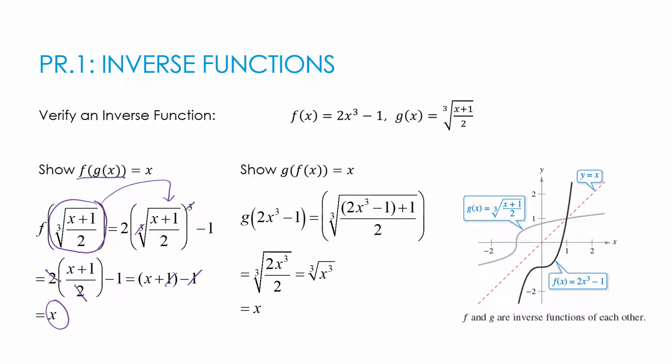And again, if I did the first step and the first step didn't work, I would stop. There's no point in checking the second one. But because the first one worked, I'm going to try the second, g of f of x. So I'm replacing x with 2x cubed minus 1 into this equation. And again, just working through the algebra. So I've got minus 1 plus 1 that canceled. I've got 2's that cancel. And now I've just got the cubed root of x cubed, which of course is x.